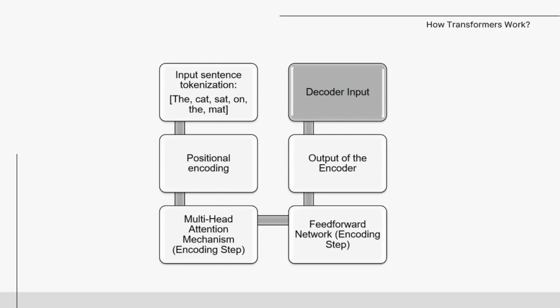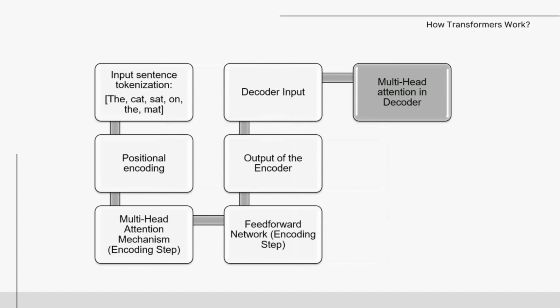The decoder begins its work in step 6. It starts with a special token called the start token. This token signals the beginning of the output sequence. For example, in a task like translation, the decoder would use the start token as the trigger to predict the first word in the output.